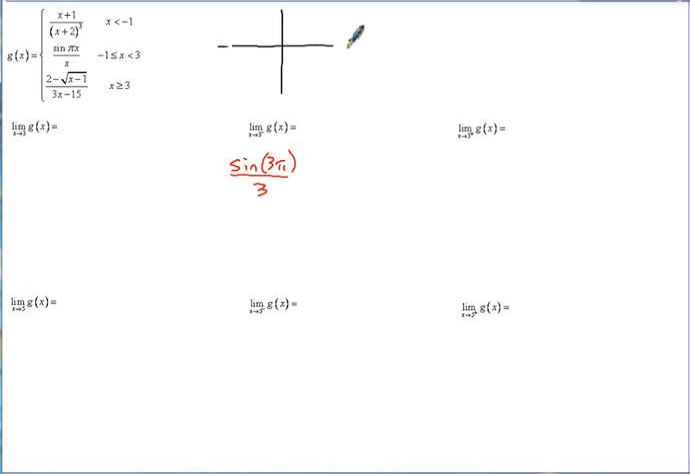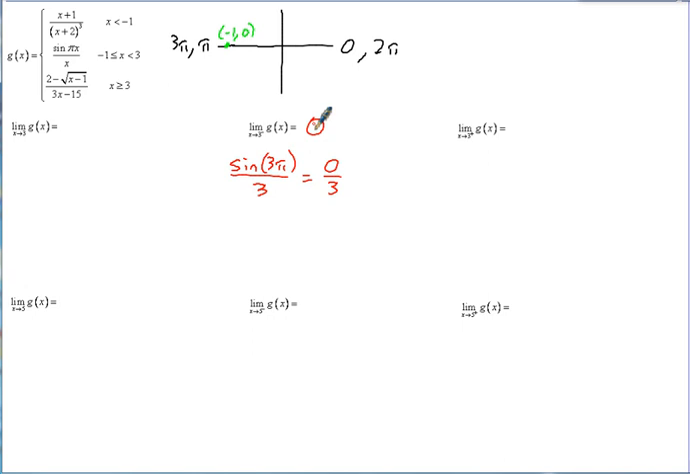where is 3 pi? Well, here's 0. Go around here, that's pi. Here's 2 pi. And you just keep going, add another pi. So this is 3 pi, the same place pi is at. The coordinates there are negative 1, 0. The sine is the y coordinate, so that would be 0. Over 3, 0 divided by 3 is just 0.